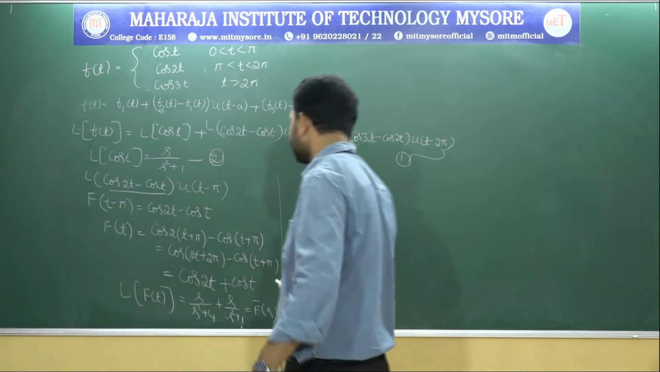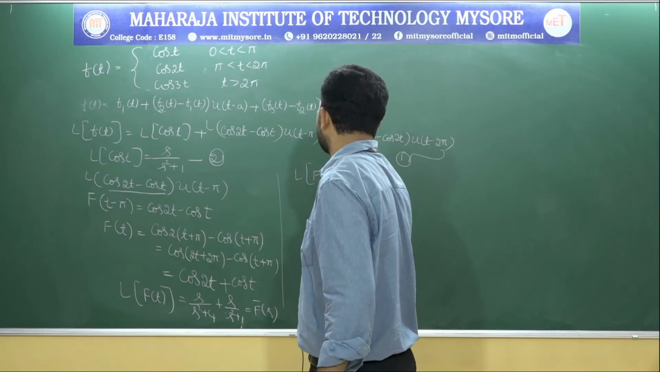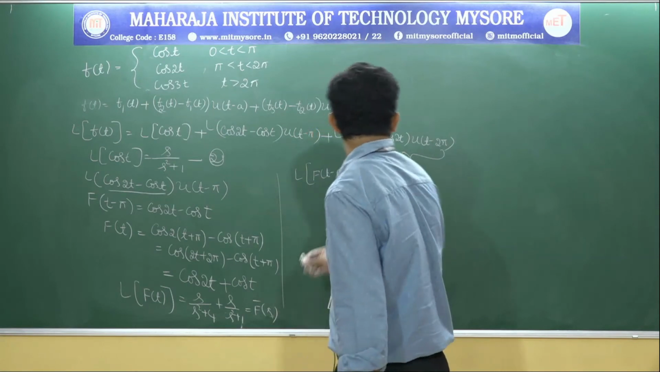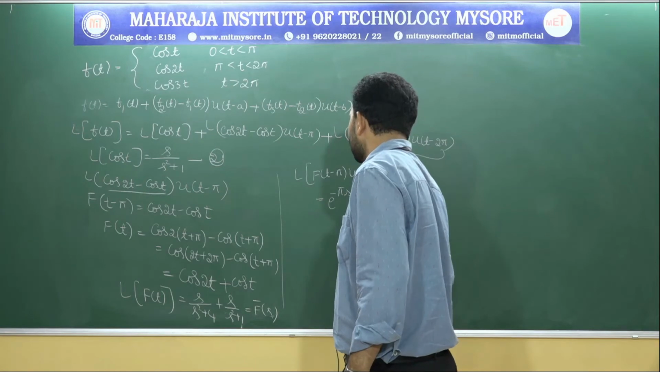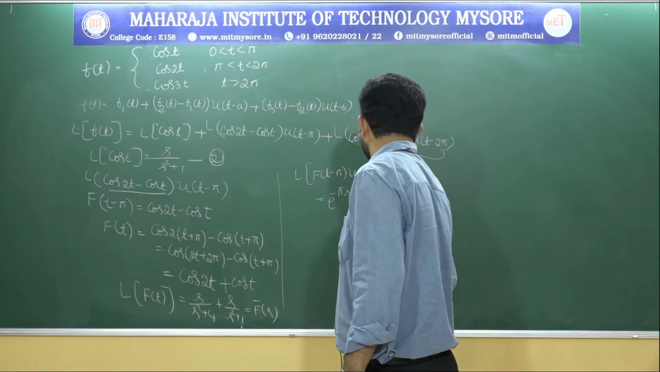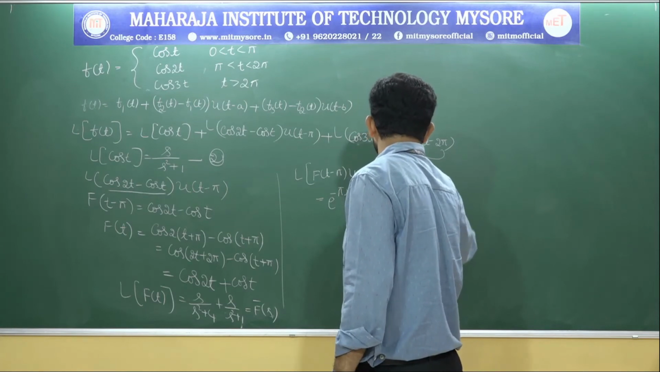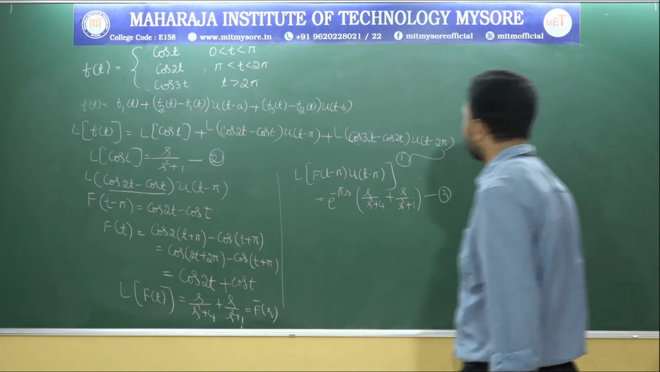Then Laplace of f(t minus pi) u(t minus pi) equals e power minus pi s into [s divided by s square plus 4 plus s divided by s square plus 1]. I will take this as equation 3.